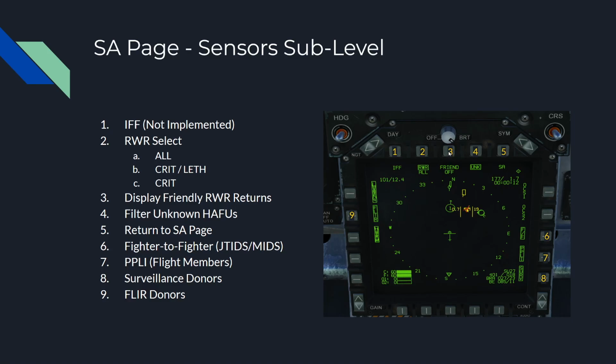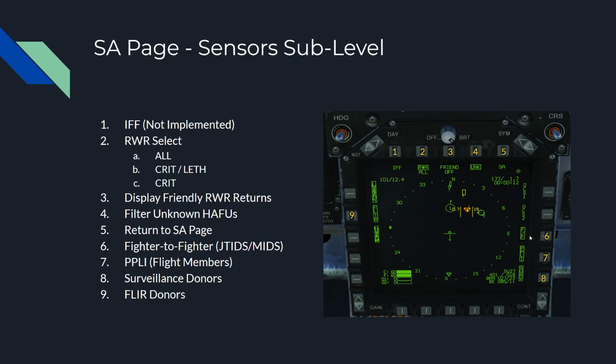So friend is going to display friendly RWR returns. So if you have it off, it's not going to display any friendly air intercept RWR returns. Unknown, right now it's boxed, so that means it will display unknown returns, so ones not correlated to friendly or hostile. And then 5 is just going to return you back out to the top level of the SA page. These two don't currently have a function at the moment.